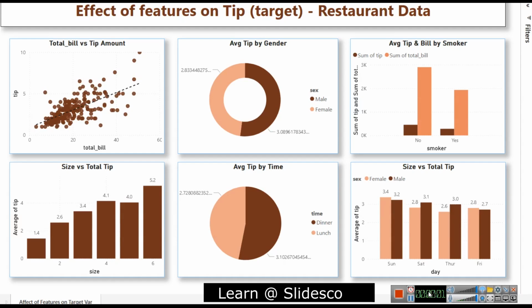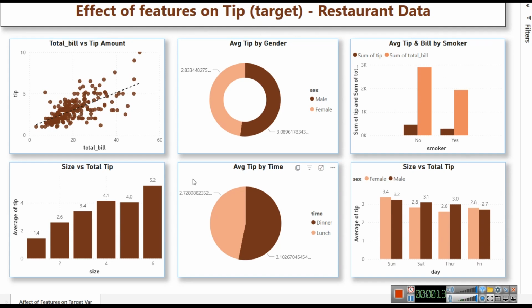Hello everyone, welcome once again to another Power BI related tutorial. In this part we are learning about finding out the effect of features on the tip restaurant data set, like what is the effect of total bill on tip amount, average tip by gender, average tip and bill by smoker, etc.